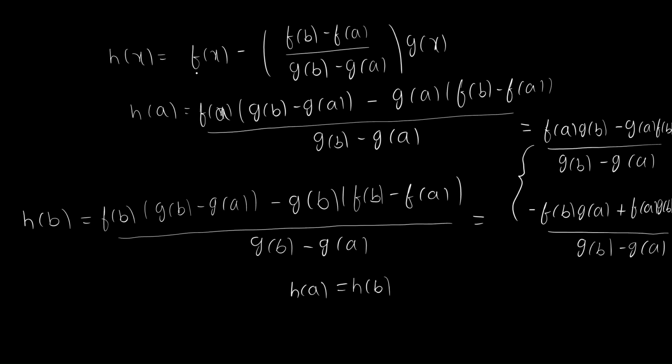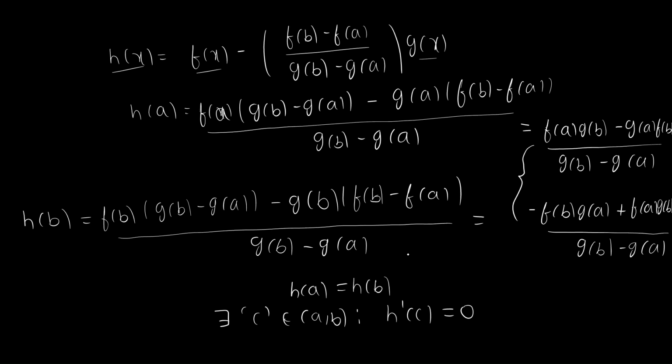Now, since we defined f and g to be completely differentiable functions in open interval a comma b and continuous in closed interval a comma b, we can say that even h of x will follow the same property. Now, since h of a is equal to h of b, from Rolle's theorem, we can say that there exists c belongs to a comma b such that h dash of c is equal to 0.